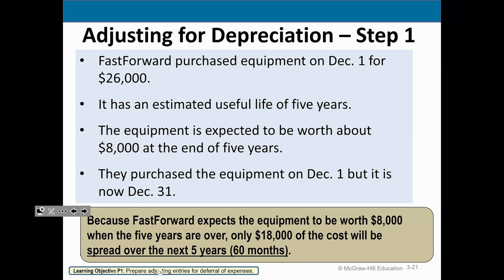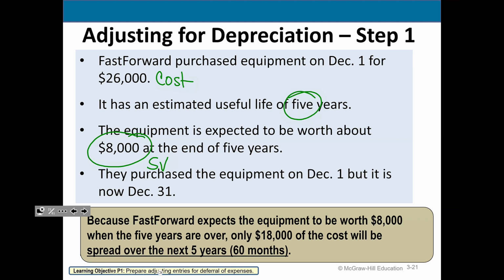So here we have that we purchased the equipment for $26,000. It has a 5-year useful life, right? And the equipment is expected to be worth $8,000 at the end. So this is the cost of the asset, and this is the salvage value. So we would take the 26 minus the 8 and divide it by 5 years. But now if I'm doing monthly depreciation, what do I have to do? Times 12, right? So 5 times 12, which is 60, right?